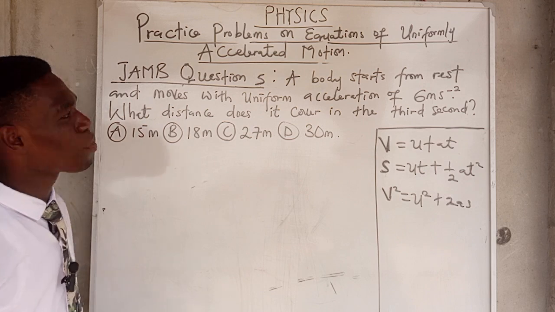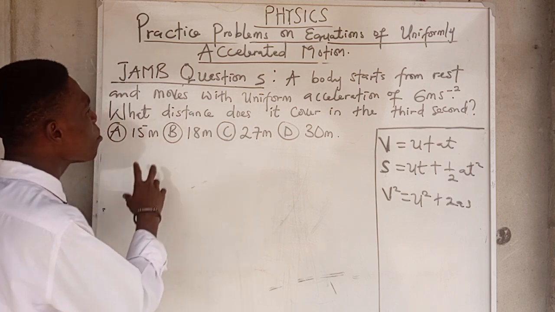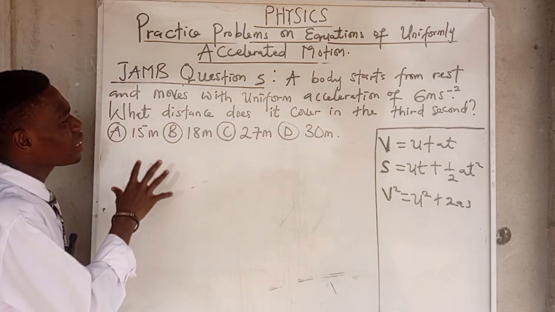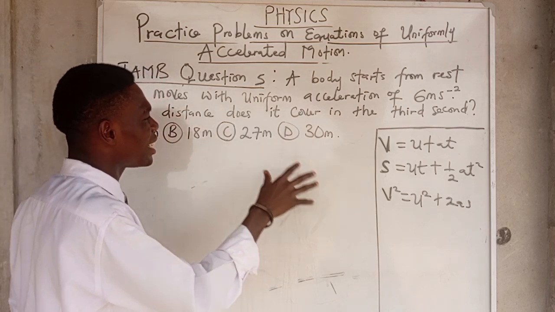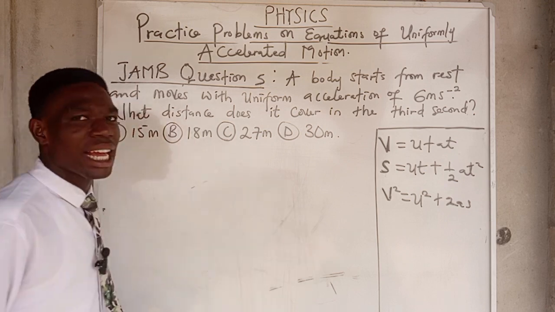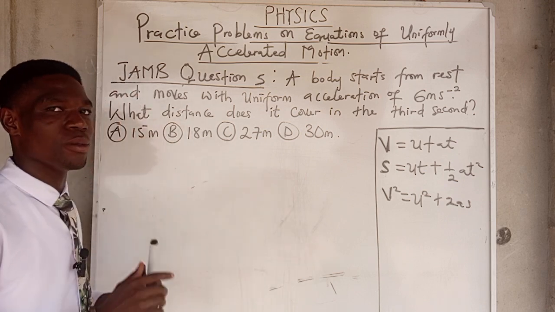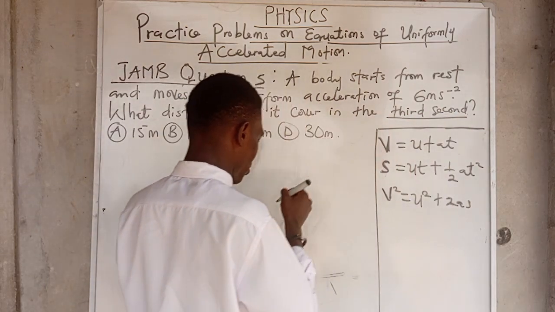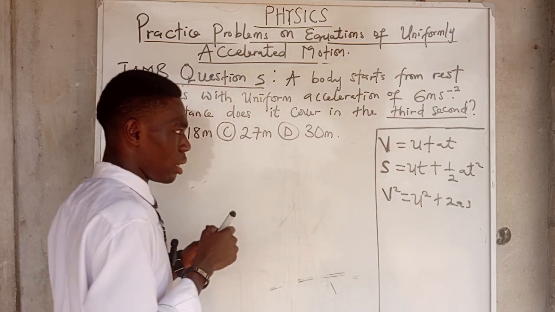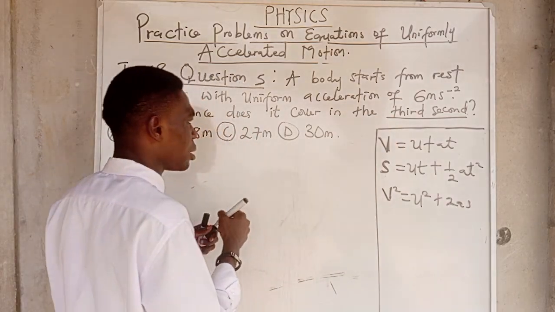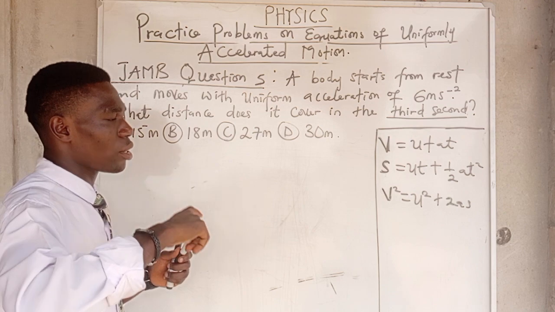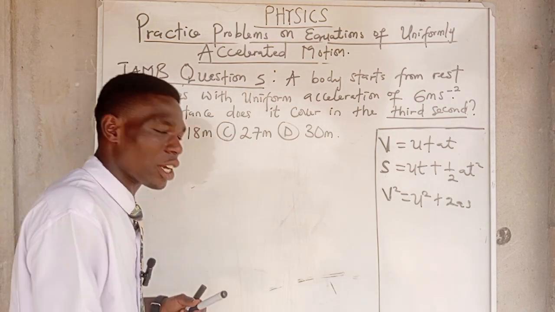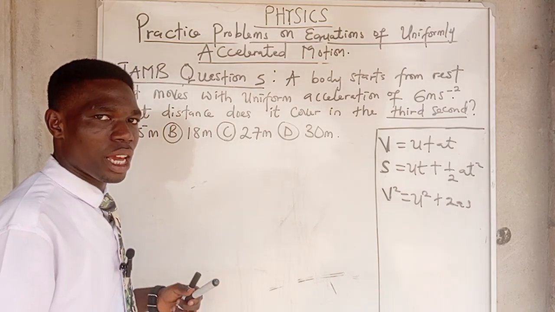Question number 5. A body starts from rest and moves with uniform acceleration of 6 meters per second squared. What distance does it cover in the third second? And we have these options. Now, this question is very tricky, so you have to be very careful. Whenever you see third second, these are called ordinals in English, I think. It means the distance covered in the second, or in the third second, or in the fourth second, or in the fifth second. Take notes. Are we together now?